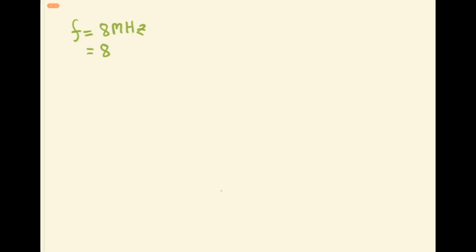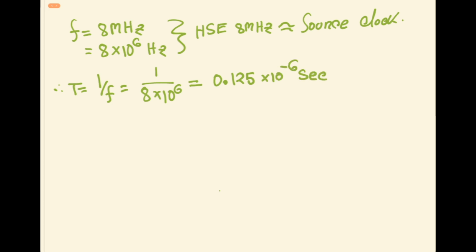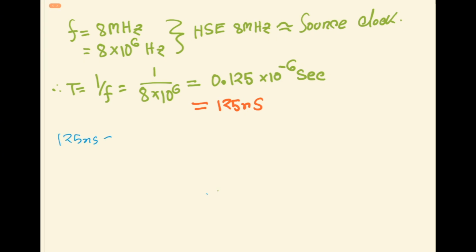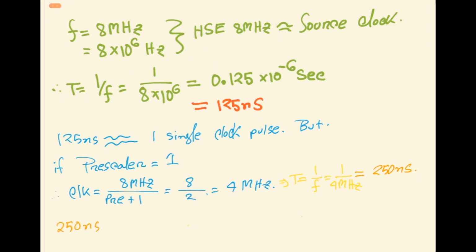You know that the frequency of the clock source is 8 megahertz, which is 8 into 10 to the power 6 hertz, and the time period is about 125 nanoseconds. To generate a clock pulse, the clock source takes 125 nanoseconds every time. But what if we use a prescaler? What does a prescaler do? So the prescaler is there to reduce the clock frequency. In that case, if the prescaler is 1, then we can have a frequency of 4 megahertz. So the period will be 250 nanoseconds. So every 250 nanoseconds, my clock will generate a single clock pulse.